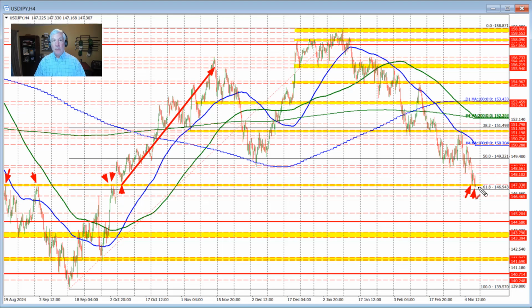If we move below the 147.21 level, then the 61.8% retracement comes into play at 146.94. Move below that level, it's more bearish for the dollar versus yen.